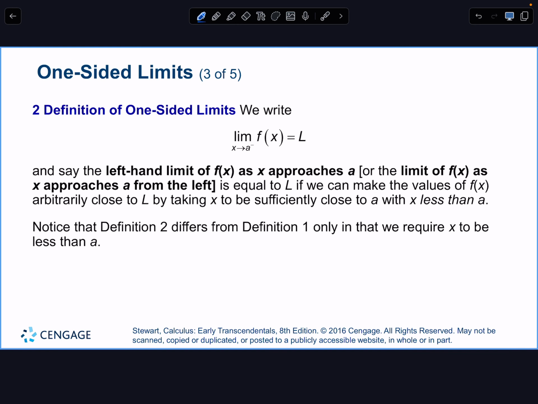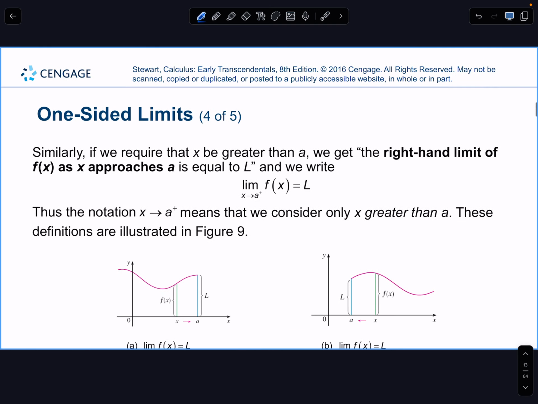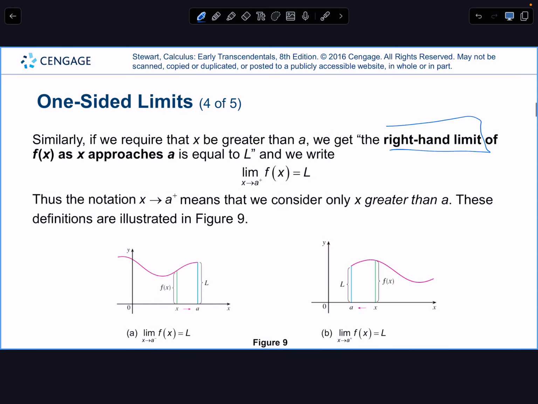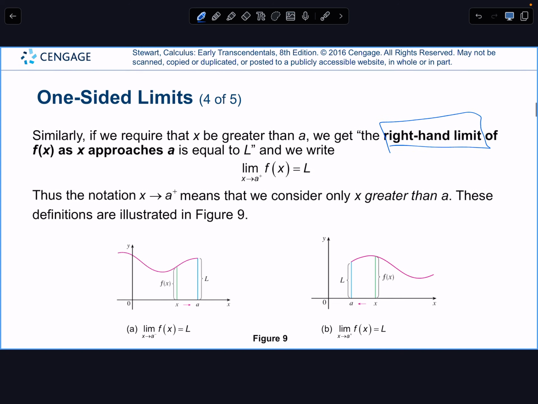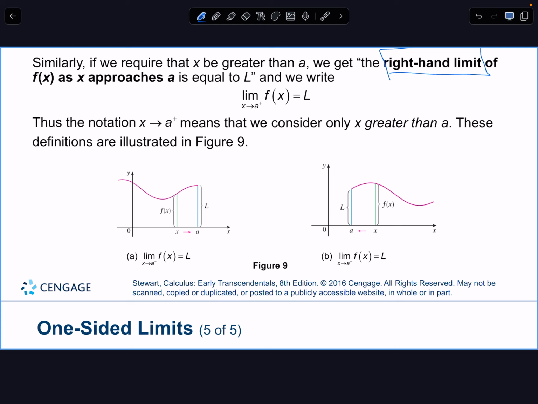And what we call that, the limit as it approaches from the left, we call the left-hand limit. If you see the little minus sign there on the a. And then the right-hand limit, if you see the little plus sign by the a. And here's another example of a function, with two different scenarios. This function has a left-hand limit only, and this function has a right-hand limit only. Okay.